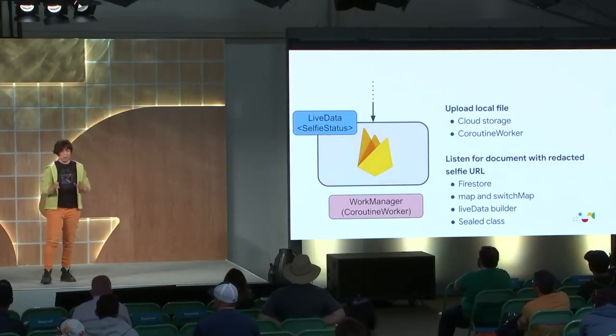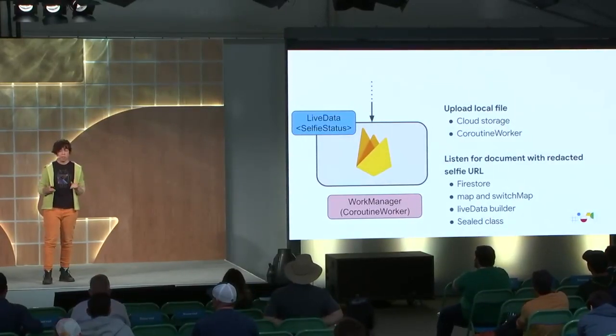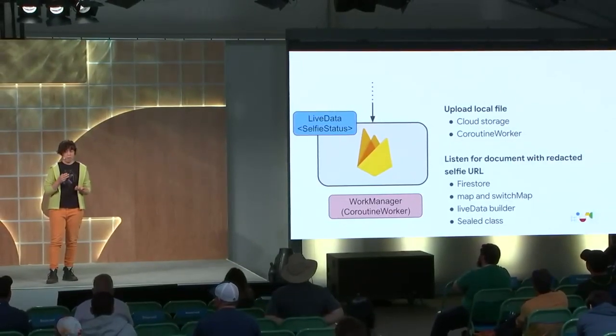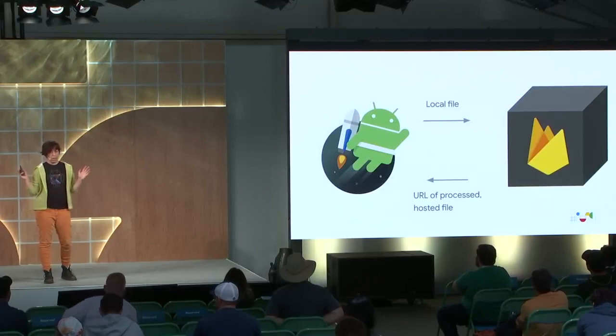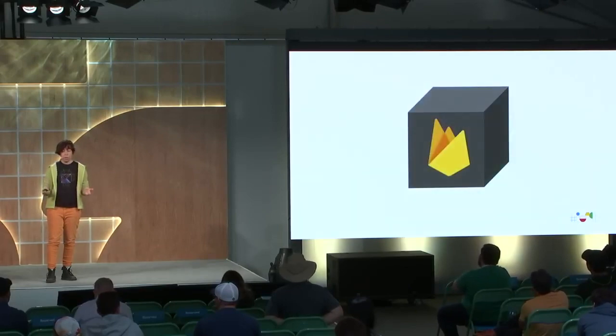OK, so zooming way out, I've implemented both upload and listening for the selfies. For upload, I use cloud storage and a coroutine worker. And for listening for new selfies, I'm using Firestore, switch maps, the live data builder, and sealed classes. And zooming out again, at the start of this section, I mentioned that the Firebase SDK was kind of like a black box to us that has some function code in it. So now we're going to open up that black box.